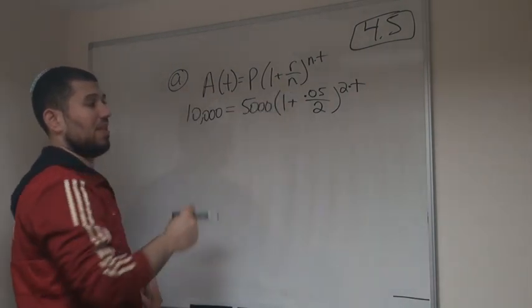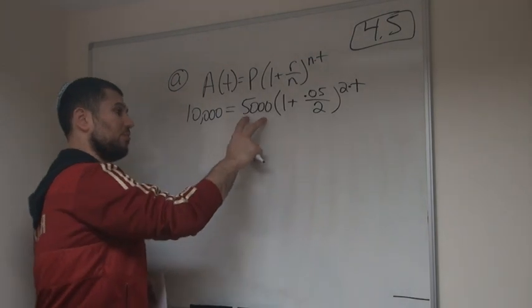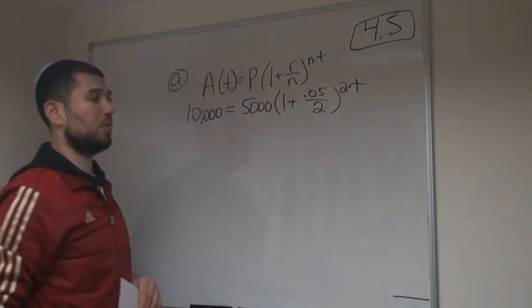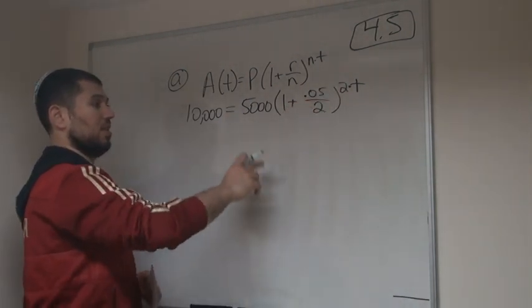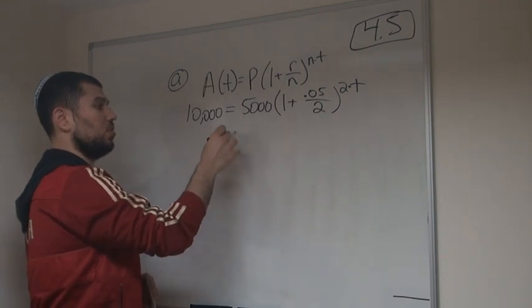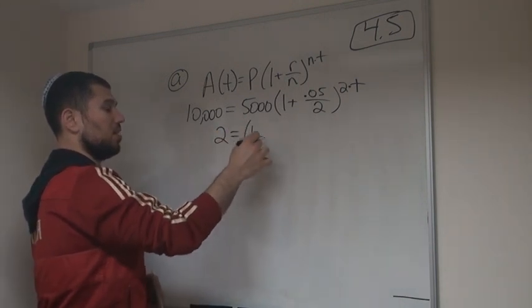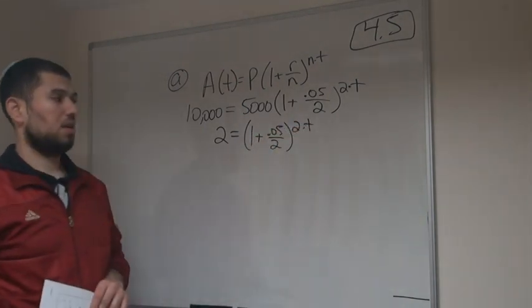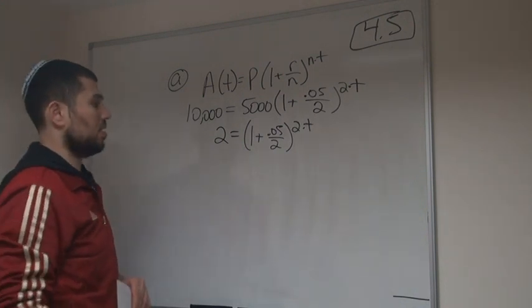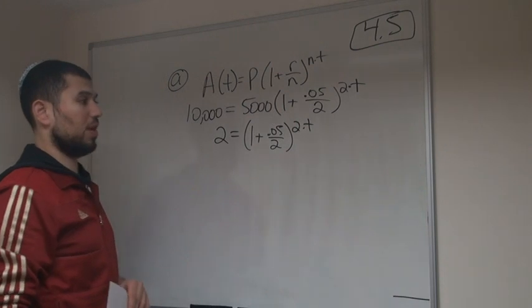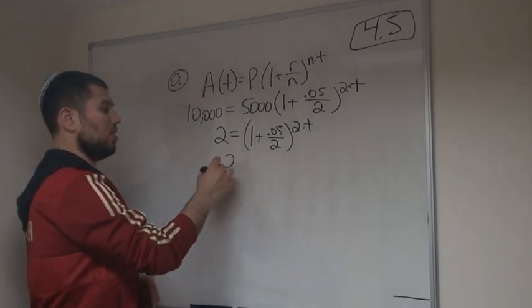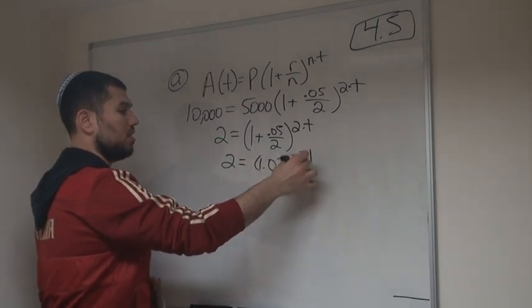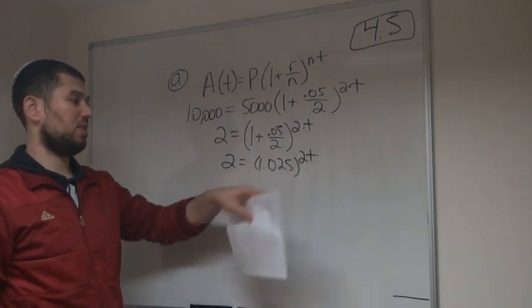I need to use the formula that I was given to say, okay, if the principal's 5,000, double that is 10,000. First, how do I solve the exponential equation? I need to isolate the term with the exponent in it. So let me divide by 5,000 on both sides. I get 2 equals (1 plus 0.05 over 2) to the 2 times t. This is a hot mess, my people. 0.05 over 2 is 0.025 plus 1. So it's 2 equals 1.025 to the 2t.